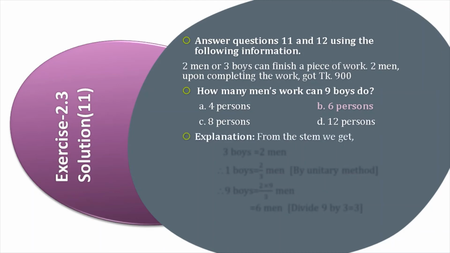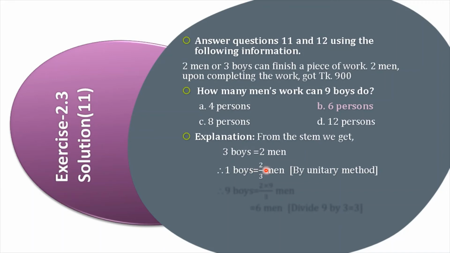From the stem we get 3 boys equal to 2 men. You can see 2 men or 3 boys. Or means equal. That's why you can write 3 boys equals 2 men, because we have to find out 9 boys equals how many men or how many persons.